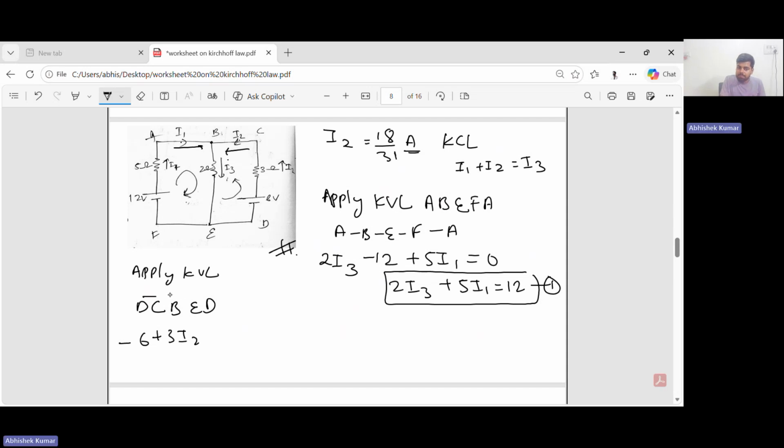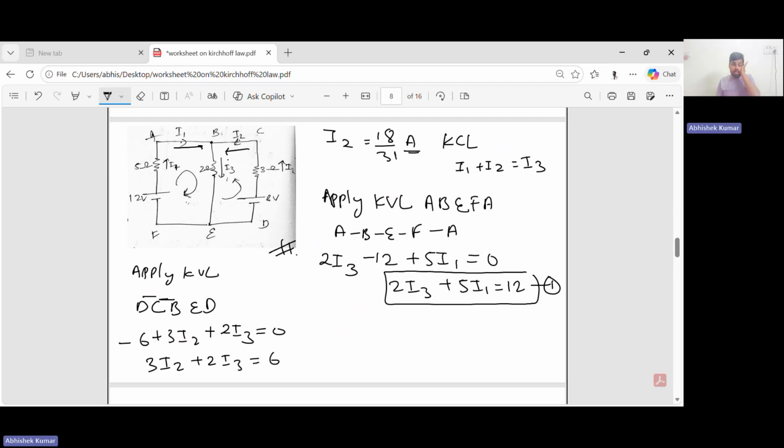C to B, nothing is there. Now B to E, how much? Plus 2I3. E to D, nothing is there. It means it is equal to 0. So from here what you got: 3I2 plus 2I3 is equal to 6.